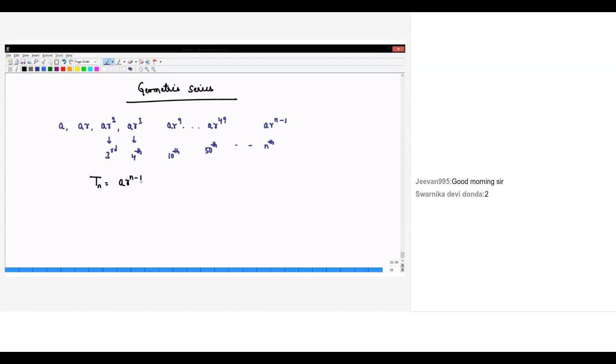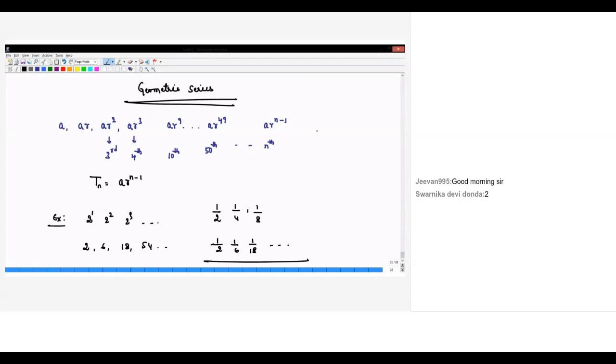Now, how do you find the sum of the sequence? If numbers are in geometric progression, it means the ratio is constant. Examples of geometric progression: all powers, 2 power 1, 2 power 2, 2 power 3; 3 power 1, 3 power 2; or 2, 6, 18, 54 and so on; or 1 by 2, 1 by 4, 1 by 8; or 1 by 2, 1 by 6, 1 by 18. Also geometric progression. Simply the ratio should be the same. The meaning is T2 by T1 should be equal to T3 by T2.